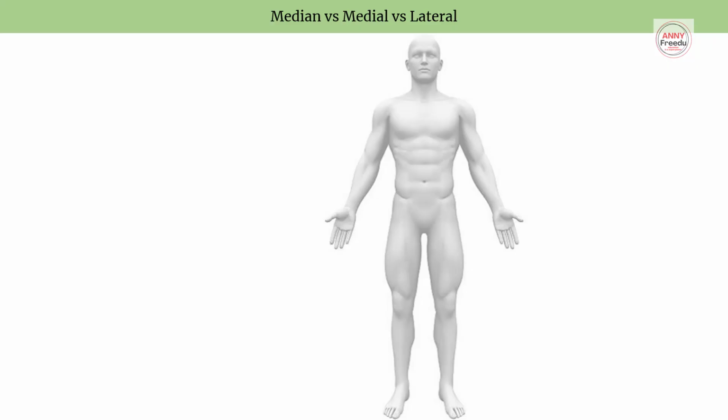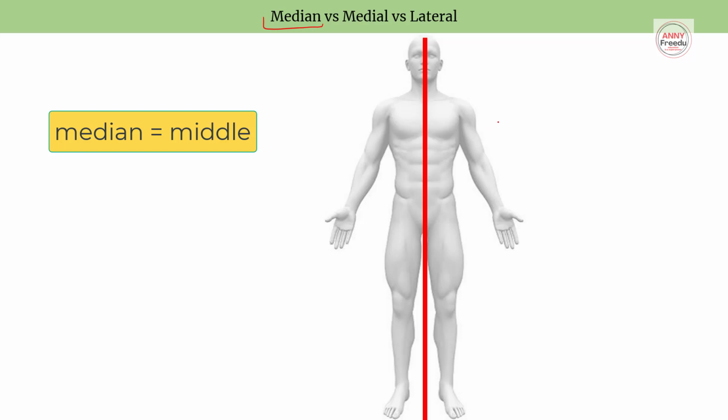This is a human body in anatomical position. This is a vertical line, which we can call a sagittal plane. And this red line is in the center, in the middle, so we are going to call that a median line or plane. Median means in the center. We only have one median.